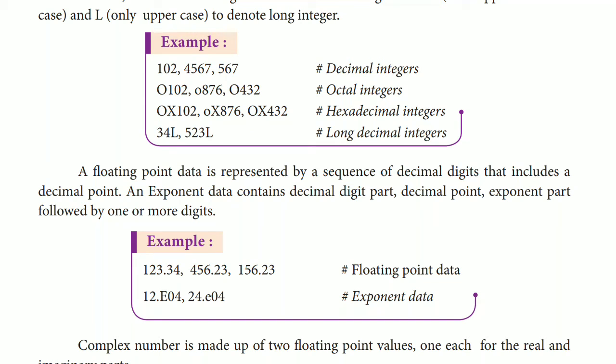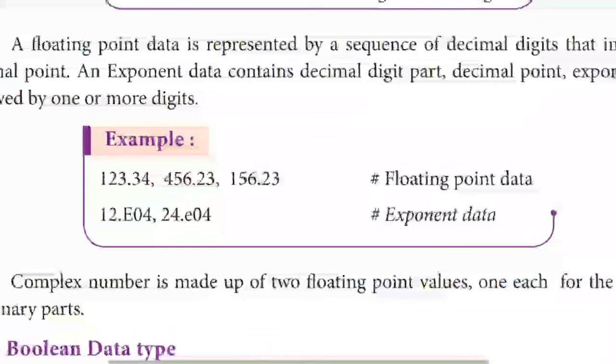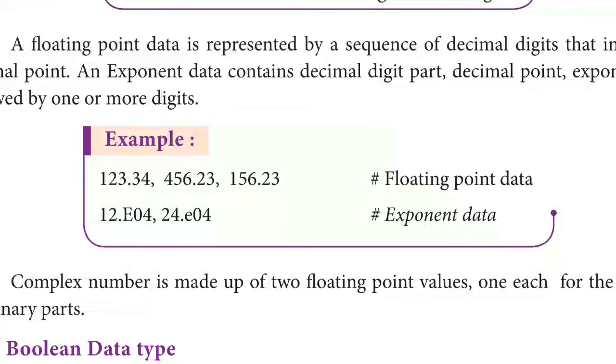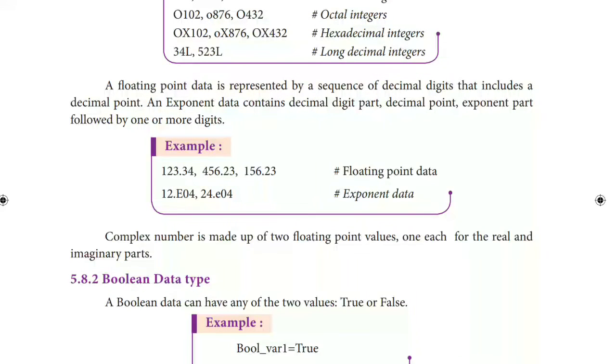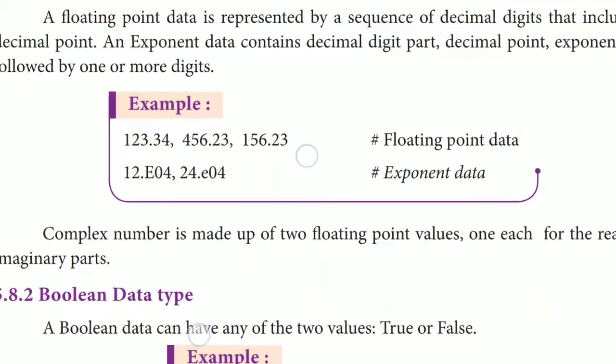To denote that this is a floating point value, or you can see in the next example they have given the letter E to denote the exponent, into 10 to the power. Here you can see 12.0 into 10 to the power 4. This is an example for creating an exponent type of value.